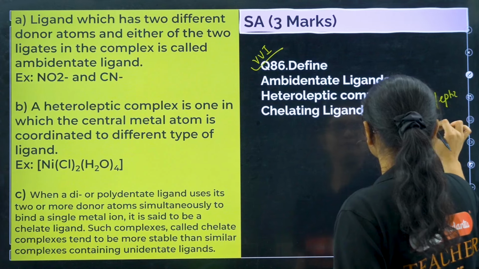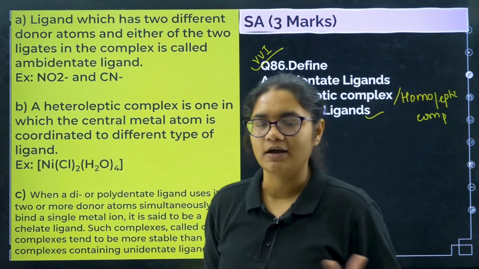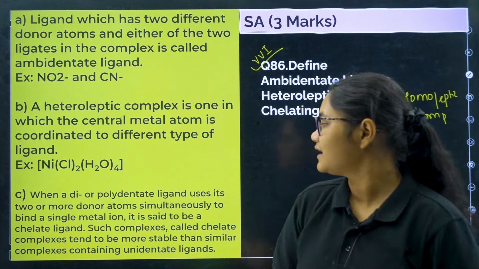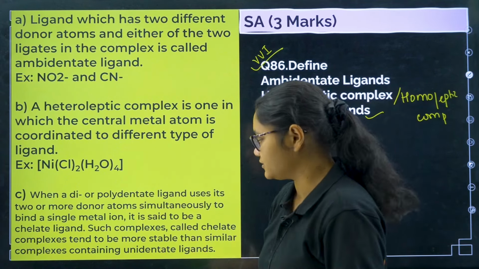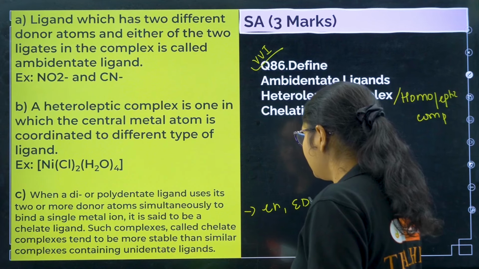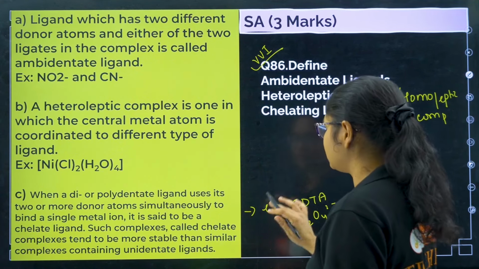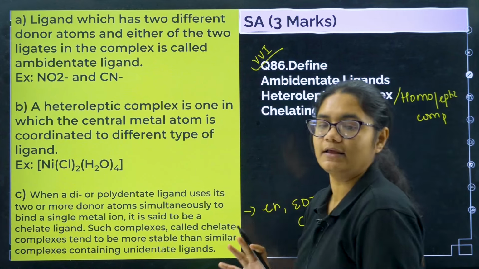complexes. Next, what are chelating ligands? These are the ligands which form a cyclic structure. Examples I can write: ethane-1,2-diamine (en), EDTA, C2O4 2 minus. So these all are examples of chelating ligands.